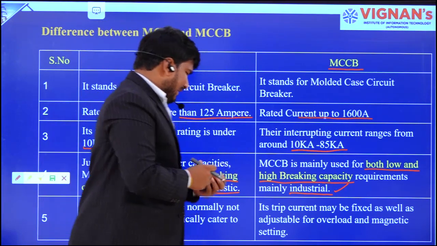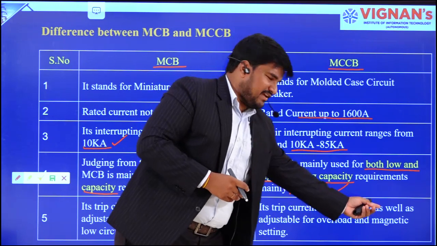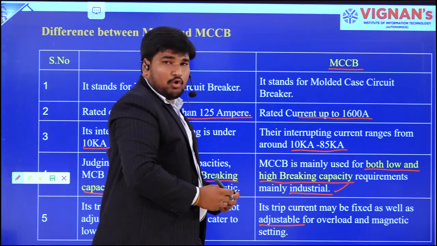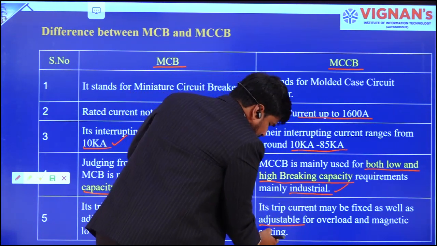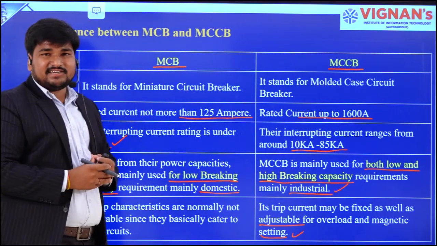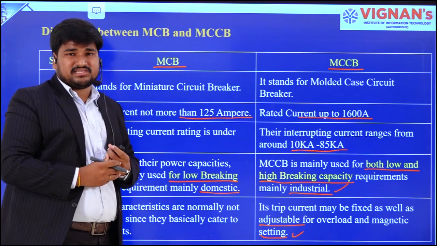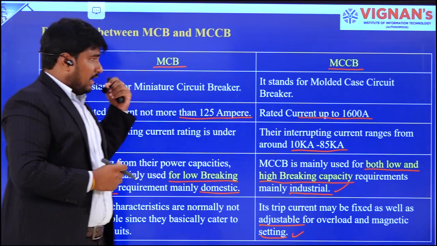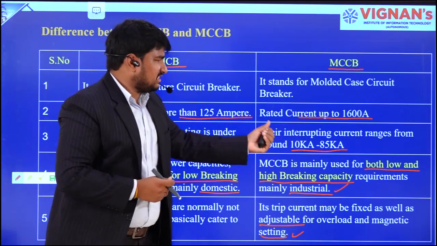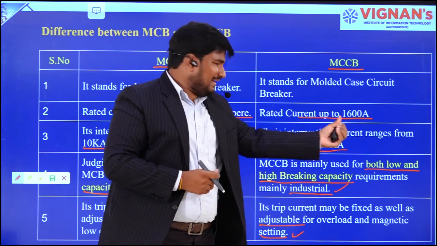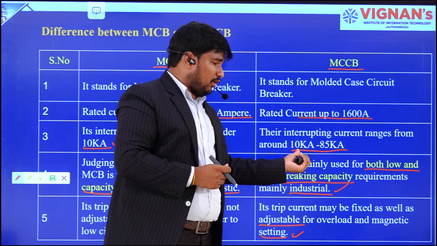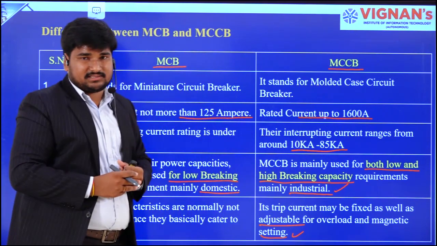So its trip current may be fixed as well as adjustable for overloading and magnetic settings. So that is the case. These are the differences between MCB and MCCB. In case of MCCB, it can be used for up to 1600 amperes rated current, but during fault, it is around 10 kilo ampere to 85 kilo amperes.